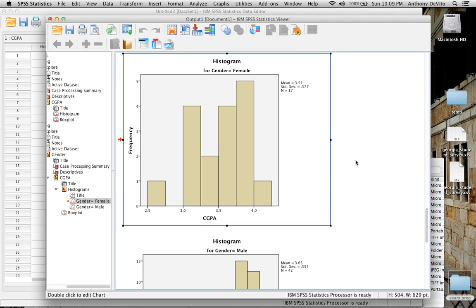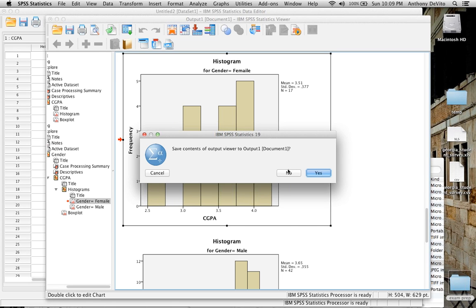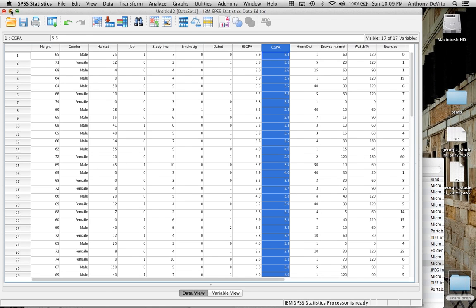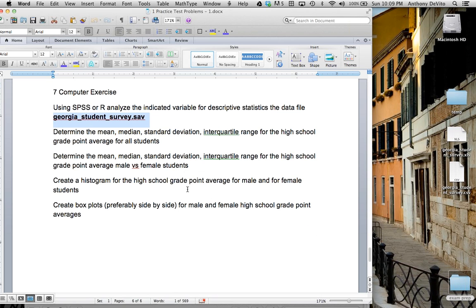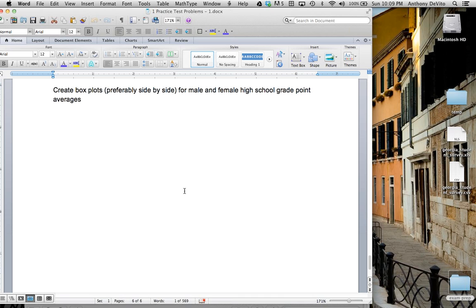I can copy and paste them into a Word document. Okay, so I'm not going to spend too much time on that, just so you can see that working. You can use R to do the same thing. Presumably we'll give you the data in a format that won't trip you up too much, and you'll interpret the data appropriately.